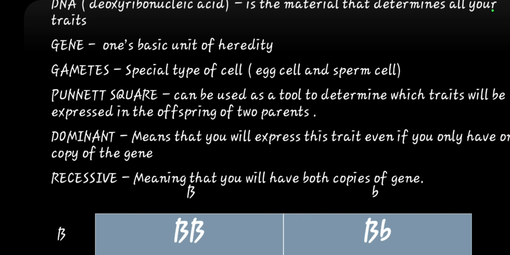Dominant, only one copy of the gene. Recessive is all about copies of both genes. Meaning recessive, you will have both copies of the gene. So where can we have these copies of the gene? It came from the DNA, or from the chromosomes of your mother and father. So in dominant you can have one copy of the gene, particularly from your mother. In recessive, you can have it from both mother and father.